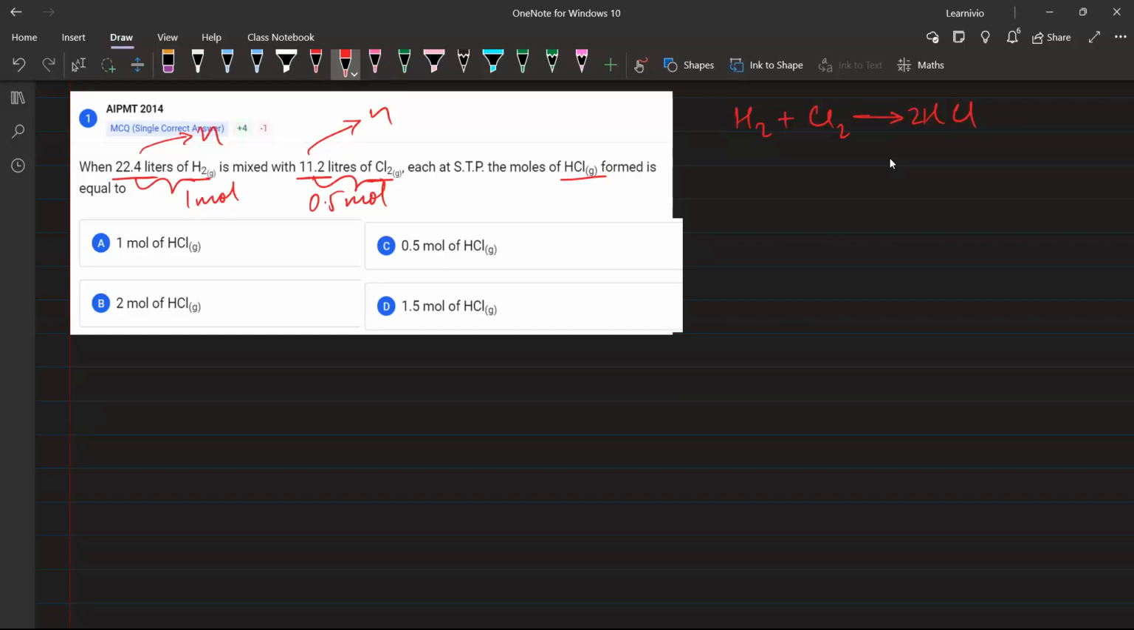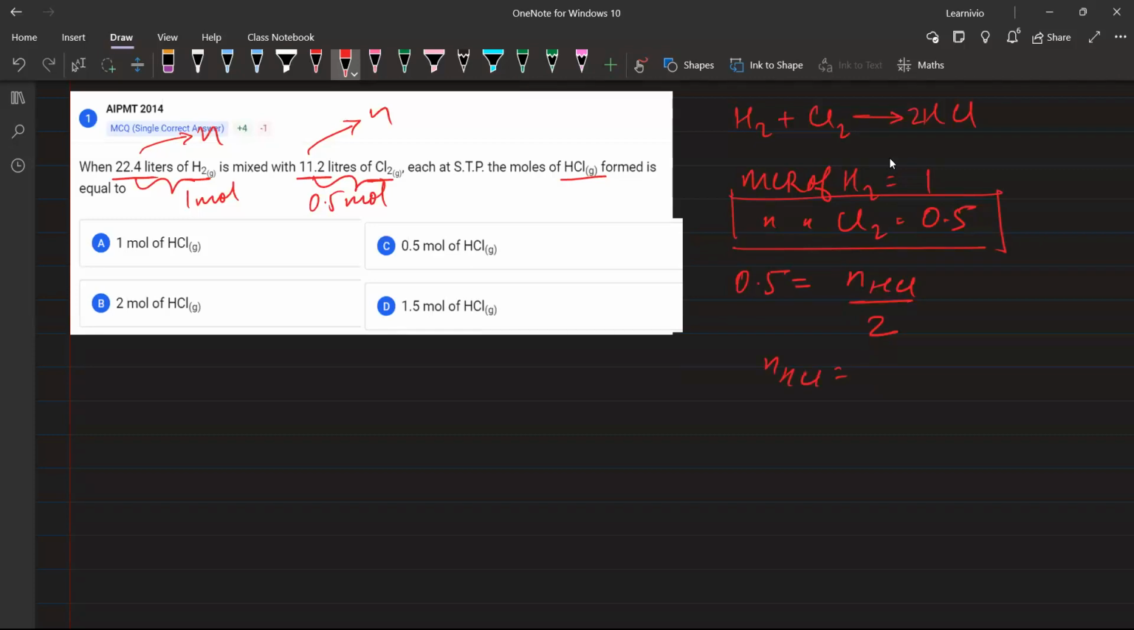So if we calculate MCR for H2, MCR of H2 will be equal to 1. MCR of Cl2 will be equal to 0.5. So you can see that Cl2 is the limiting reagent. So you can do MCR of Cl2, that is 0.5, equal to the MCR of moles to coefficient ratio. So moles of HCl divided by 2. So the number of moles of HCl will be equal to 2 into 0.5, that will be equal to 1. That's it. So option A, 1 mole of HCl.